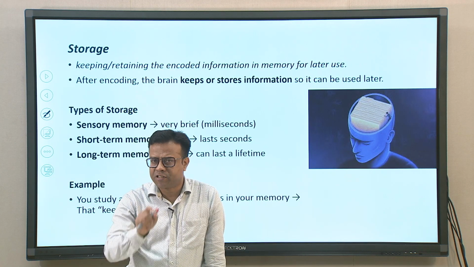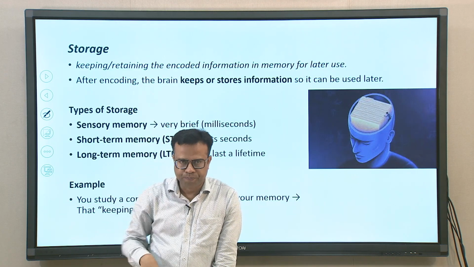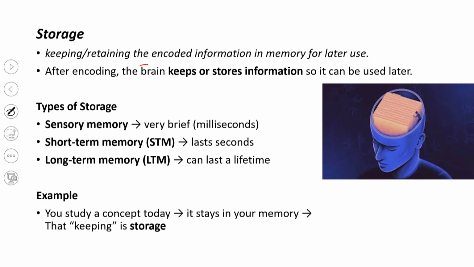Then comes the next step in memory, which is storage. Now this is encoded, now you have to store it. So, keeping or retaining those encoded information in the memory for later use. You store it, otherwise if you are not able to store that information, you will not be able to remember anything. We are able to remember a lot of things that happened in the past because these are encoded and stored properly. Just encoding may not guarantee that you will be able to remember them. You have to store it, so that it can be used later whenever it is necessary. So, after encoding, the brain keeps the stored information so that it can be used later.